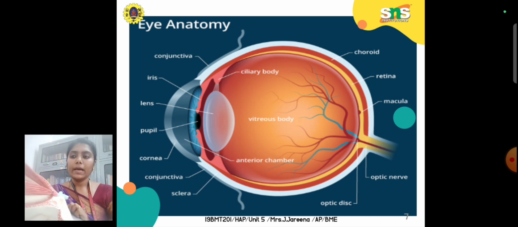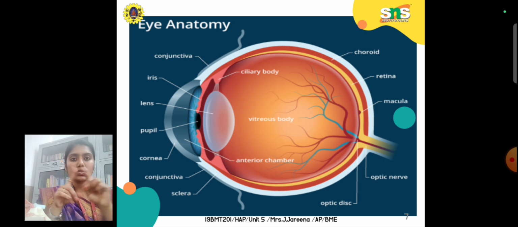Once again I am repeating, you have three main layers in the eye. The first layer is the outermost layer. It has two parts. The front part is the cornea, followed by the sclera, which covers the back side of the eye. The cornea is a transparent material, and the sclera is an opaque material. Next to that you have the second layer, the middle layer. It is made up of the choroid. It appears brownish in color because it is supplied with blood vessels.